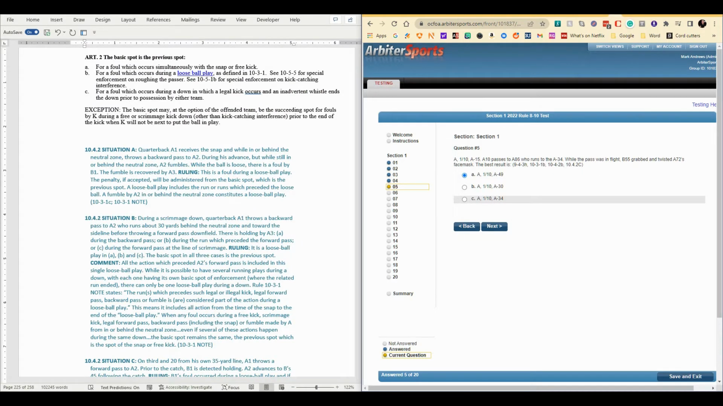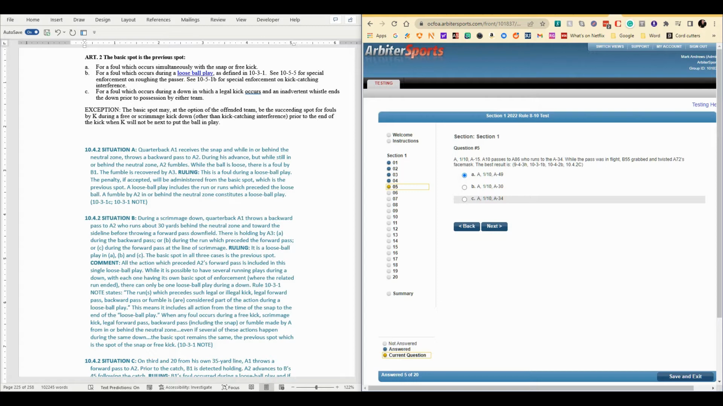All right, question number 5. A first and 10 on the A15. A10 passes to A86, who runs to the A34. While the pass was in flight, B55 grabbed and twisted A72's face mask. So basically what he's asking is, should he take the penalty or take the result of the play, right?